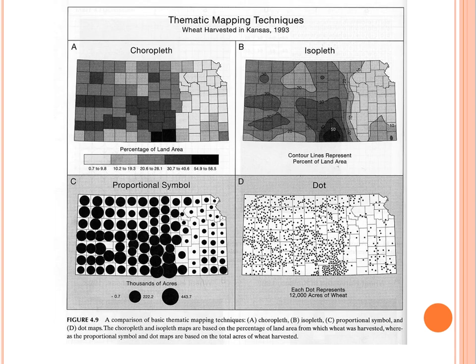So again, there are many different types of thematic mapping techniques that we just reviewed. Again, we went over choropleth mapping, isopleth mapping, which is showing us, in this case, contour lines. And we have proportional symbols and dot density.